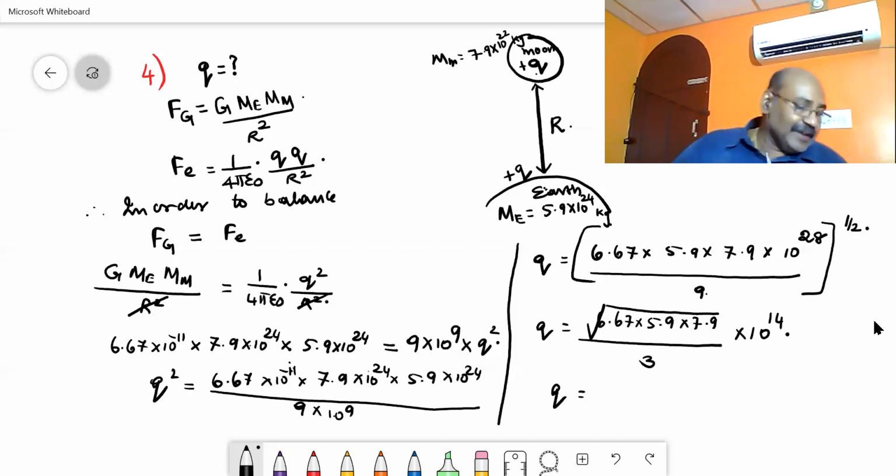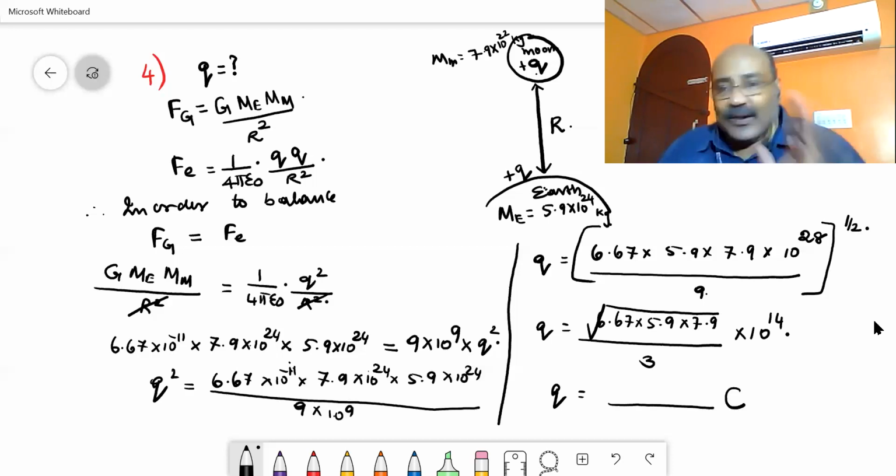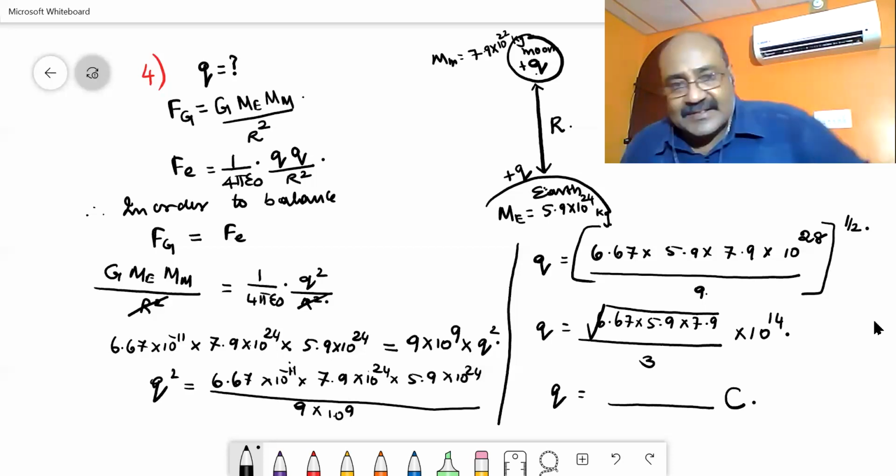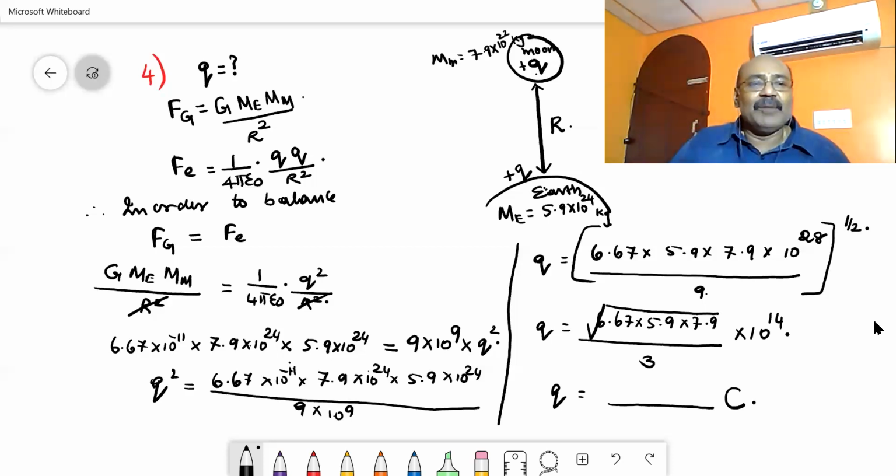By simplifying this, you will be able to get the answer. Simplify and get the answer in terms of Coulomb. It is your lookout. Yes, this is the first problem, or that is the first subdivision in the fourth problem. What is the second one? The second subdivision asked, suppose the distance between the moon and earth is halved. Would the charge Q change?